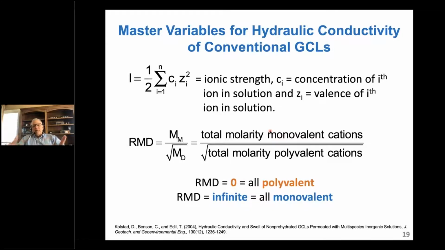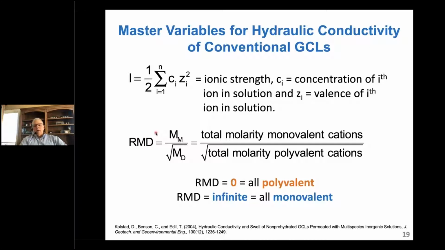We capture these parameters in terms of two master variables: the ionic strength, which is an aggregate measure of total concentration in solution. We take the concentration of each ionic species and the valence of that species, and we take the product of the concentration times the square of the valence. And that square is there so that the anions, which are negative, and the cations, which are positive, both contribute to the ionic strength. And we add those up. That gives us a measure of total concentration.